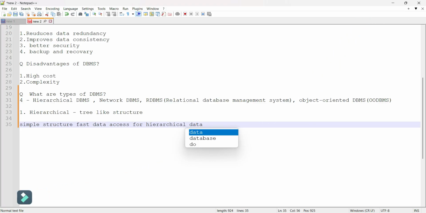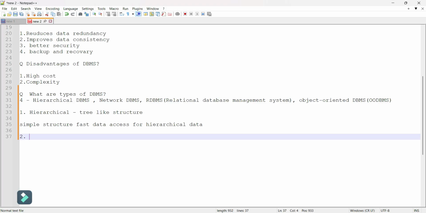Basically, it is difficult to manage complex relationships, and one child cannot have multiple parents. One child cannot have multiple parents, so there is a one-to-one relationship.